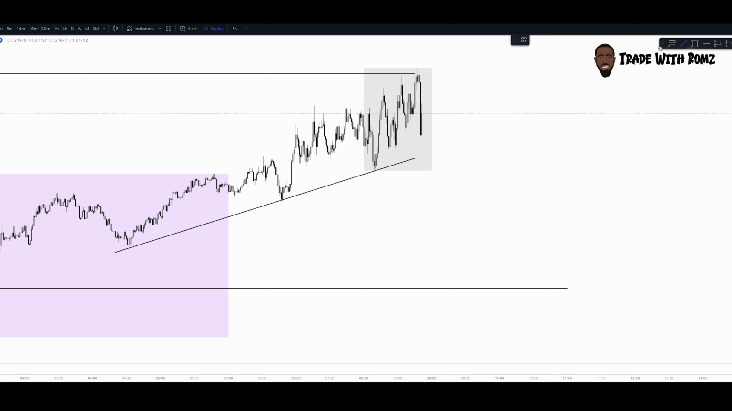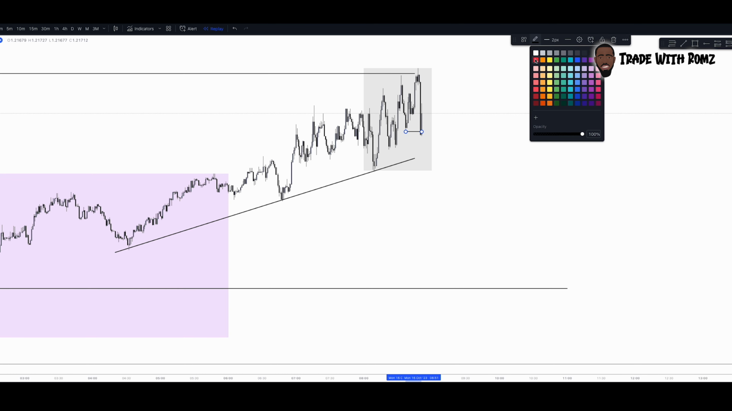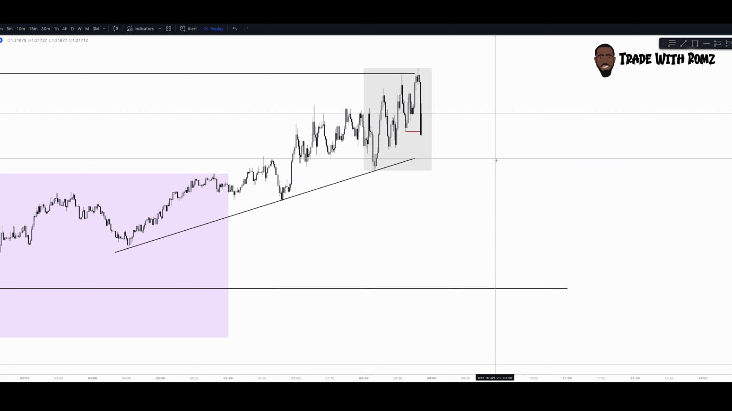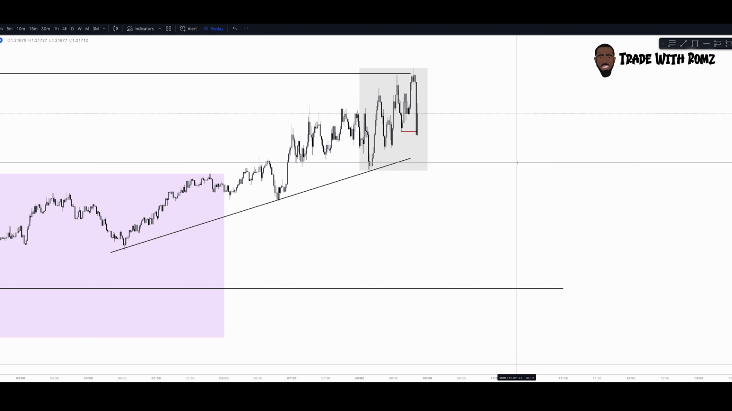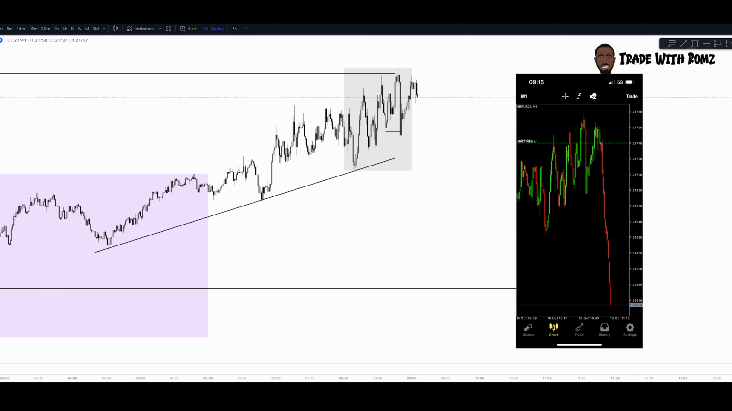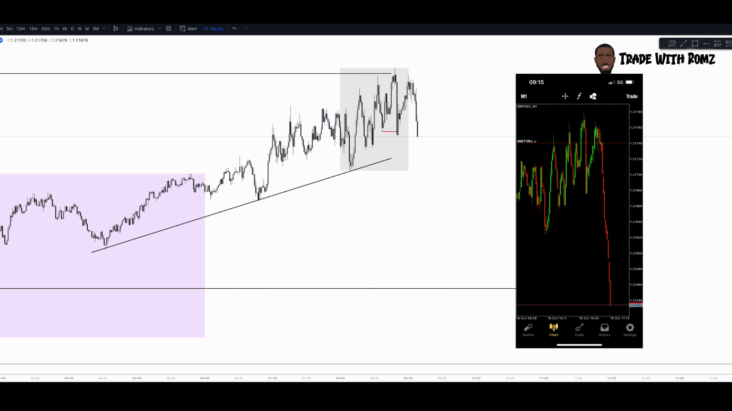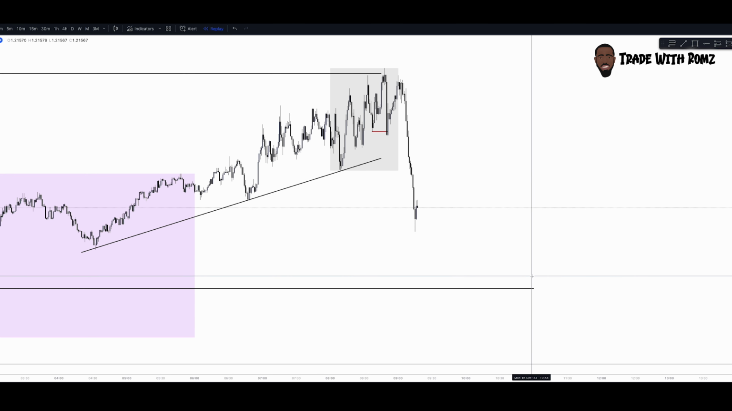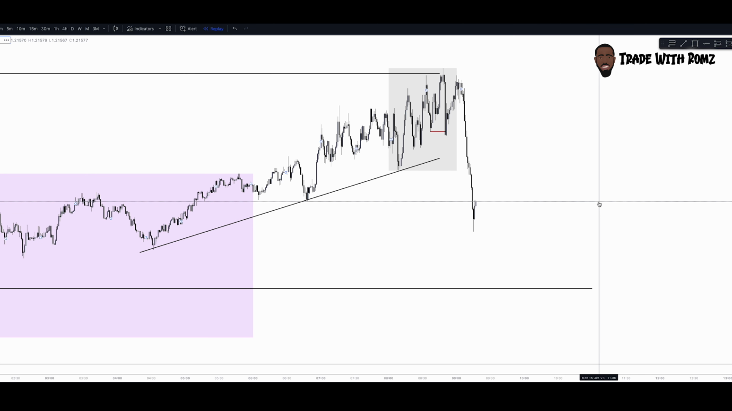But what's key here for me is that we had the relevant break of structure at this point, and it meant that price gave me an entry point to enter. So I'm looking at this now, I'm thinking, okay, brilliant. Price has induced, and let's see what happens after that. Boom. Okay. So what am I looking at here?